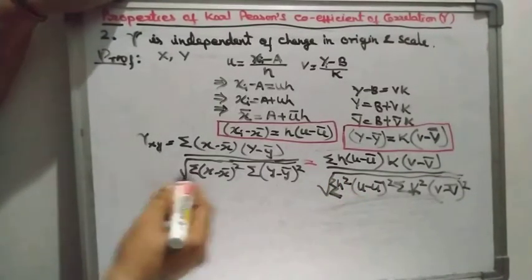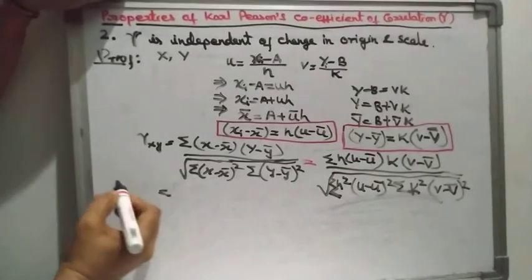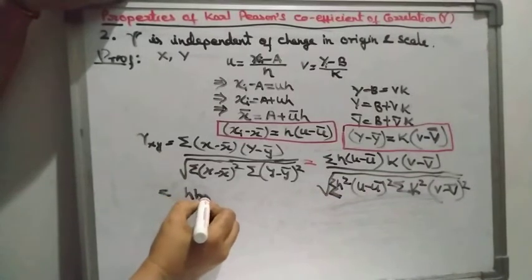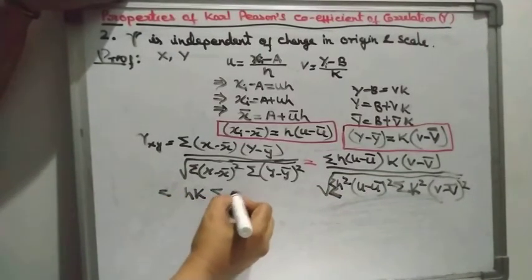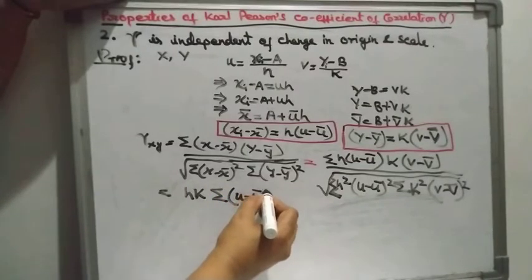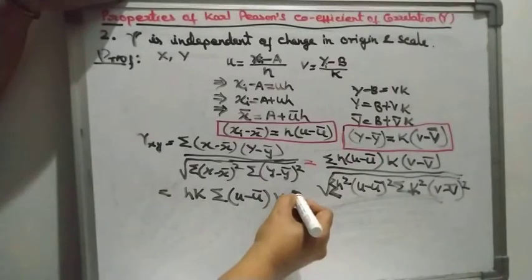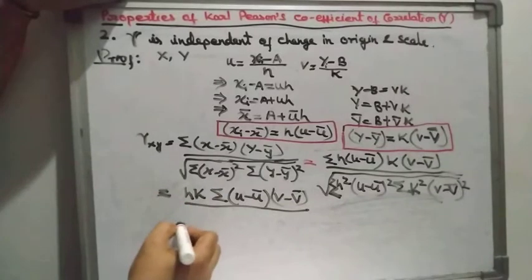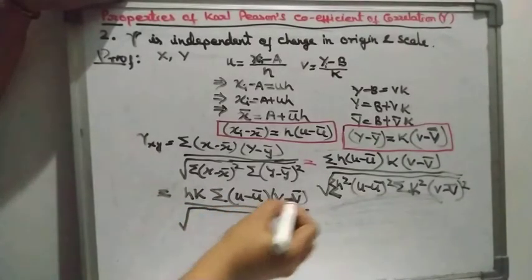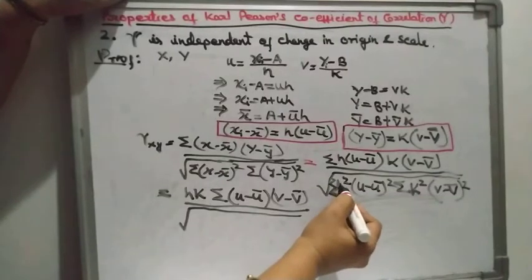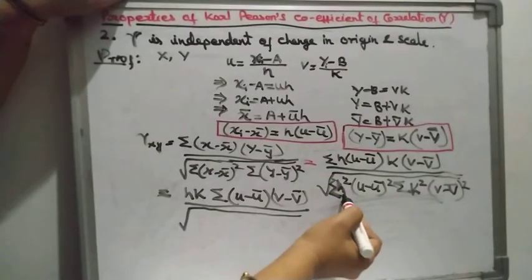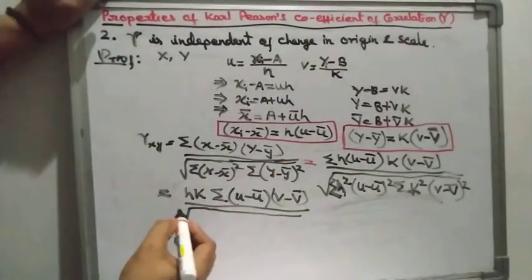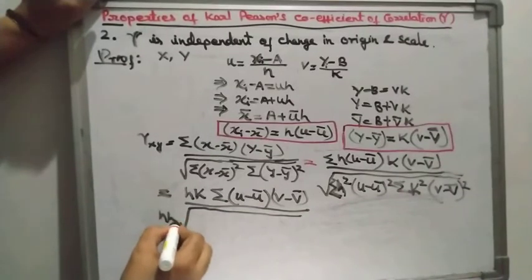Now look here, it will be hk. hk is a constant quantity, so we bring it outside, hk. Then summation sign u minus u bar, v minus v bar. Now divided by root over, look here, this is summation h square. The square root of h square will be h, and this k square will become k. So write it outside, hk.